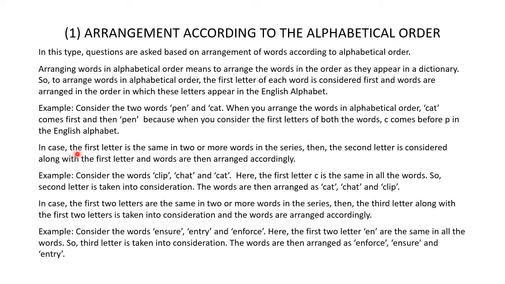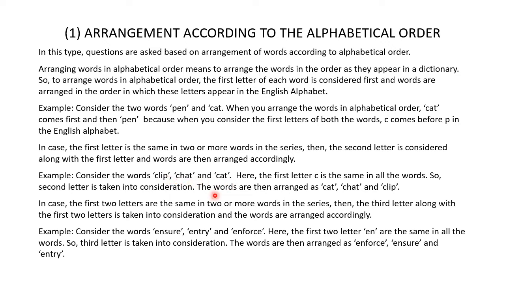In case the first letter is the same in 2 or more words in the series, then the second letter is considered along with the first letter and words are then arranged accordingly. So if the first letter is the same in 2 or more words, then consider the second letter. For example, consider the words clip, chat and cat. Here the first letter C is the same in all the 3 words. So the second letter is taken into consideration. So here the second letter is L, H and A.